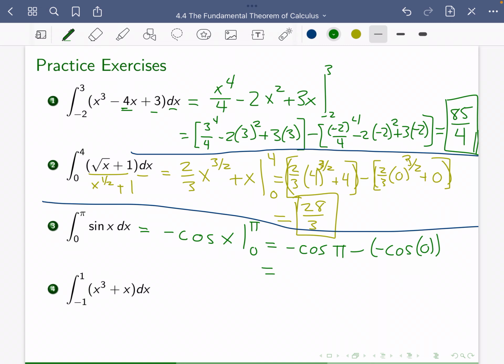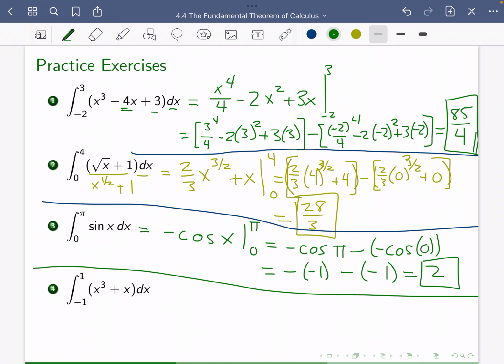Cosine of pi is negative 1, so we have the negative of negative 1 minus negative cosine of 0, which is just 1. So we're minusing a negative 1. So we have 1 plus 1, which is 2. Great. So that is the integral of sine from 0 to pi.